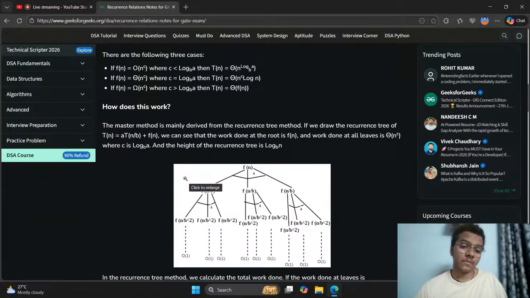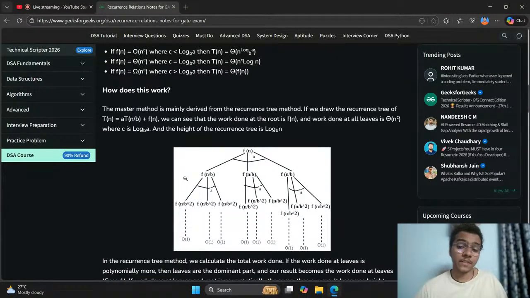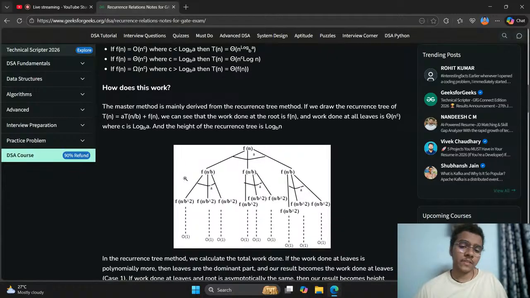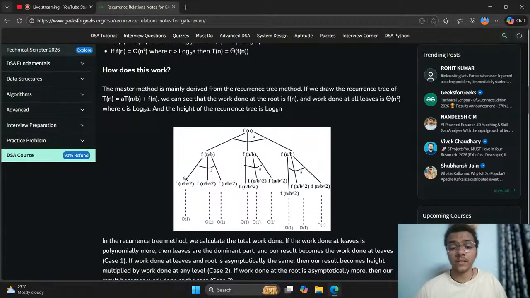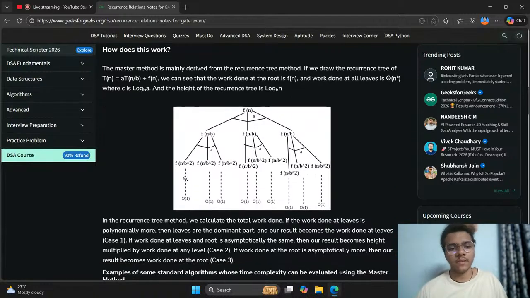The master method is mainly derived from the recurrence tree method. If we draw the recurrence tree of T of n is equal to a T of n by b plus f of n, we see the work done at the root is f of n, and the work done at all levels is theta of n power c, where c is log a to the base b, and the height of the recurrence tree is log n to the base b. Okay.